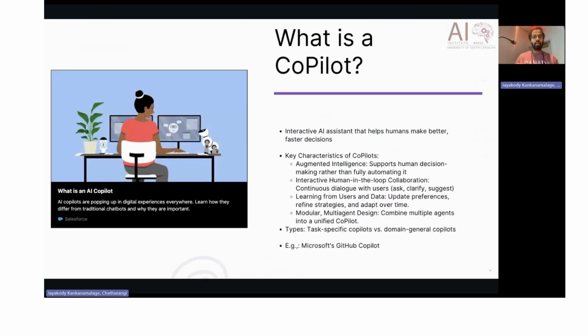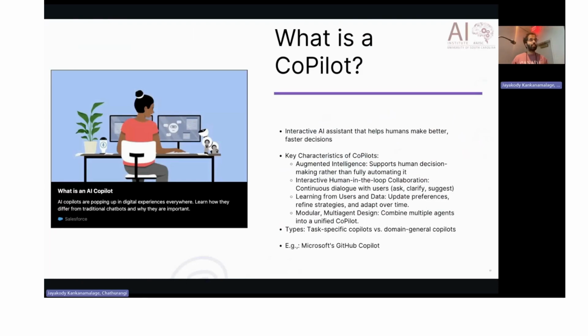There is learning from user and data. It updates preferences while we interact, it refines strategies while we interact, and it adapts over time. It's also a modular multi-agent design. That means we can have multiple agents which can work independently, but they come together and collaborate with each other and make decisions for whatever system that we are working on.